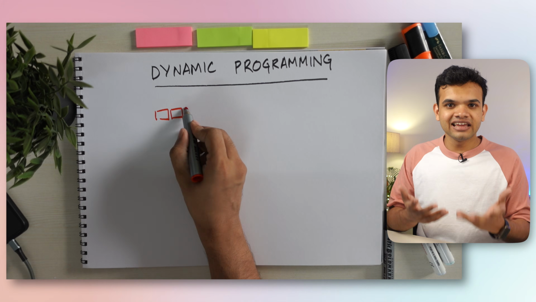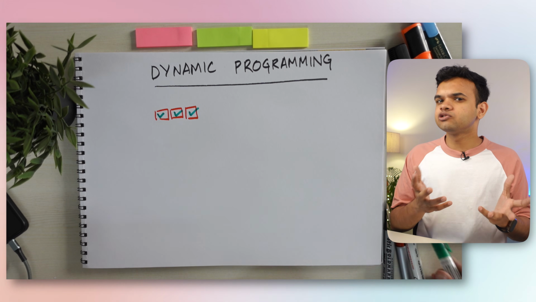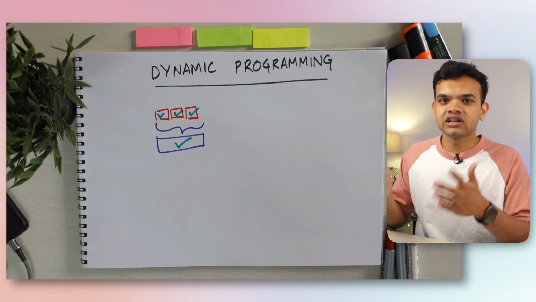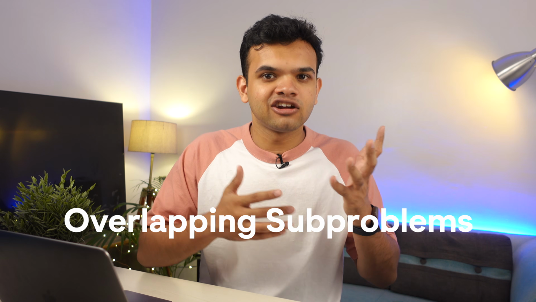Next up, we have dynamic programming. Dynamic programming, in essence, is really simple. You basically have a problem that can be broken down into smaller problems, and you need the solution of smaller problems to create the solution of the larger problem. That's pretty much it. It's written as overlapping subproblems and optimal substructure.